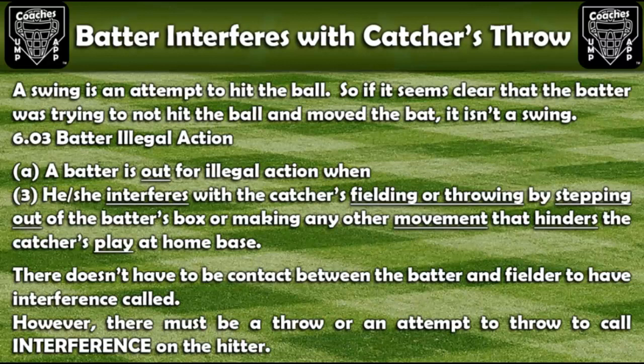Now that we've ruled out catcher's interference, the next rule I would look at would be batter interference. A batter is out for an illegal action when he or she interferes with the catcher's fielding or throwing by stepping out of the batter's box or making any other movement that hinders the catcher's play at home base. There doesn't have to be contact between the batter and fielder to have interference called. However, there must be a throw or an attempted throw to call interference on the hitter.